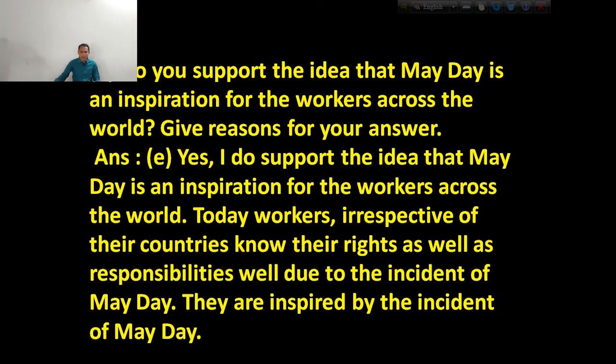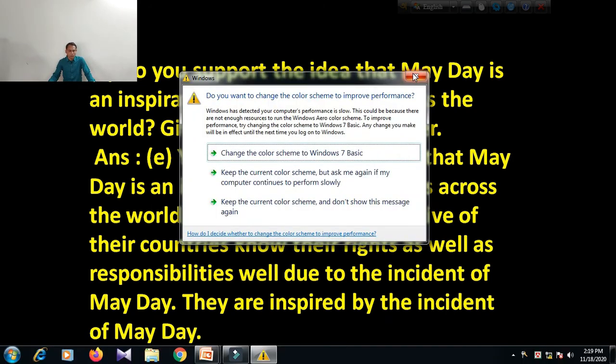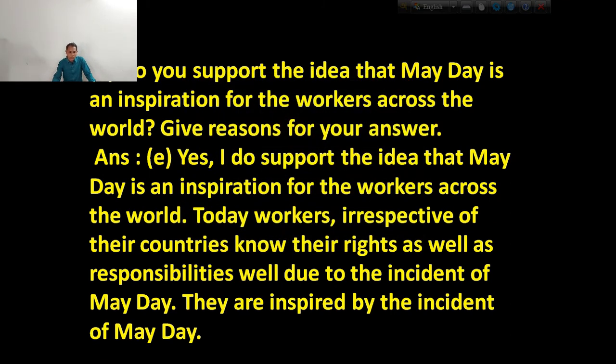I support the idea that May Day is an inspiration. Obviously, it is an inspiration for the workers across the world. Today, workers, irrespective of their countries, know their rights as well as responsibilities, due to the incident of May Day. They are inspired by the incident of May Day. So, we can say that May Day has a great impact on workers getting their due rights and responsibilities.